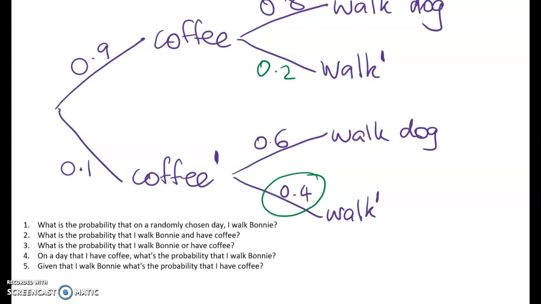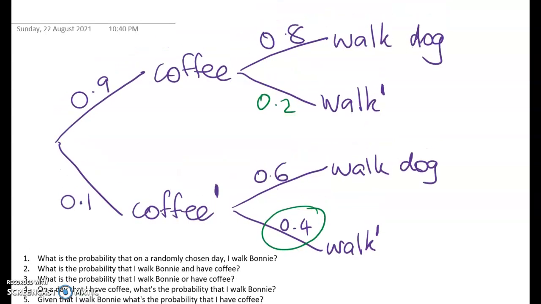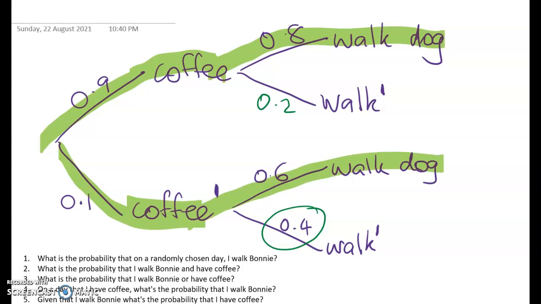So what's the probability that on a randomly chosen day I walk Bonnie? So question 1, let's look at what those two situations are. So either coffee and walk Bonnie, or no coffee and walk Bonnie. And you'll remember from the revision we did last week that all we have to do to find these probabilities is that we multiply down the branches, right? So thinking about it just from common sense, 90% of the time I have coffee, and then 80% of that time I walk Bonnie. So we times them together, and that gives me 0.72, right, or 72% of the time.